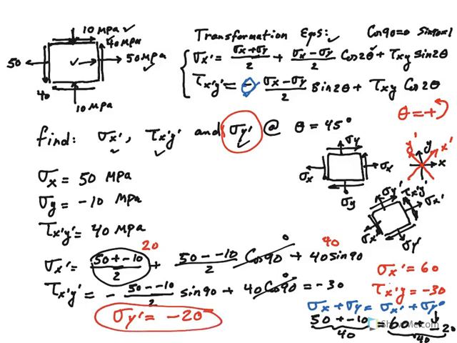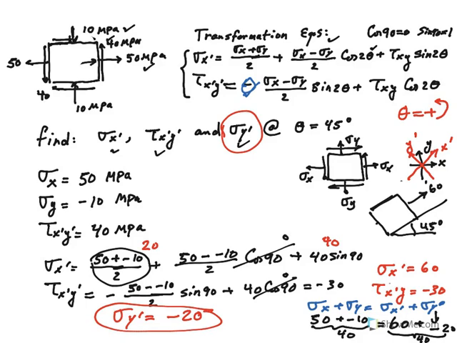So here we go. We got all the things that we wanted to find. So now let me just redo this for you guys. If that was our initial stress element, now at 45 degrees, this is the 45, right? What do we have? We have a sigma x prime of 60. That's this guy. Sigma y prime of -20, so that means compressive.